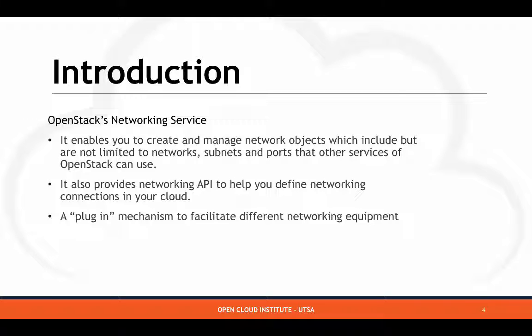It also provides a networking API to help you define networking connections in your cloud. You can configure and manage diverse networking services ranging from L3 forwarding to NAT, etc. You can also create multiple private networks and control their networking. One of the major consumers of Neutron's service is OpenStack Compute, which requires networking connections for instances.